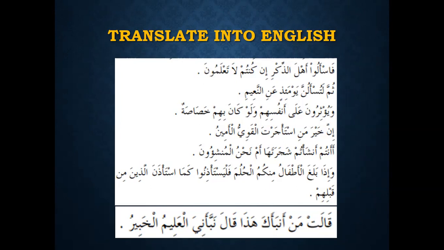وَإِذَا بَلَغَ الْأَطْفَالُ مِنْكُمُ الْحُلُمَ, when the atfal, the children, reach from among you the age of maturity, hulum, فَلْيَسْتَأْذِنُوا, let them seek permission, كَمَا اسْتَأْذَنَ الَّذِينَ مِنْ قَبْلِهِمْ, as the people before them used to ask for permission. Like small children, when they were very small, they were allowed to walk into your room, your bedroom. But when they are grown up, like pubertal, they must seek your permission before entering the rooms.